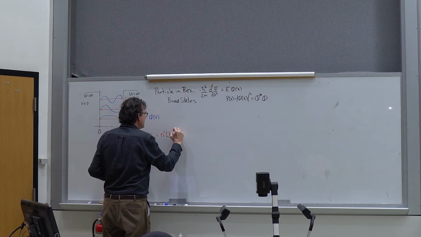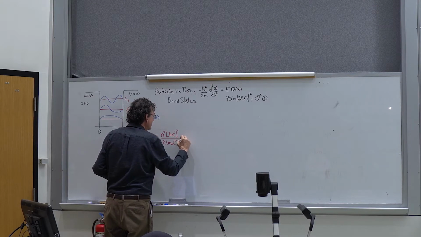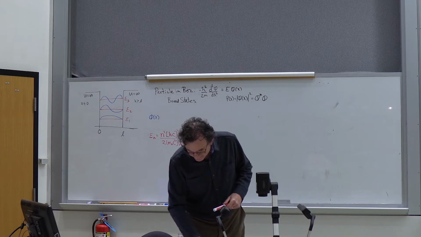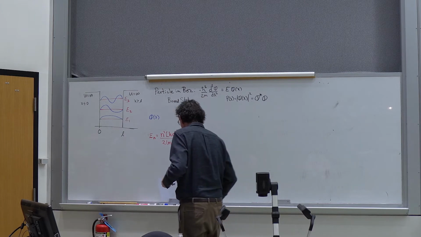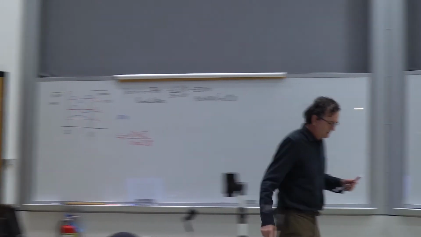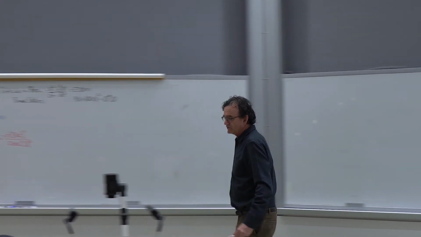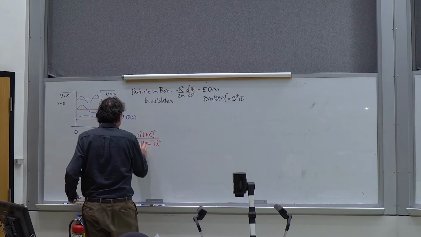h bar c quantity squared divided by 2 m e c squared quantity divided by L squared, and let's see if I left something out. Factor 2. No, 2. This was 2 times. There's my eraser. I believe I'm missing. This is a factor of 8. Right? This is a factor of 8. Right?